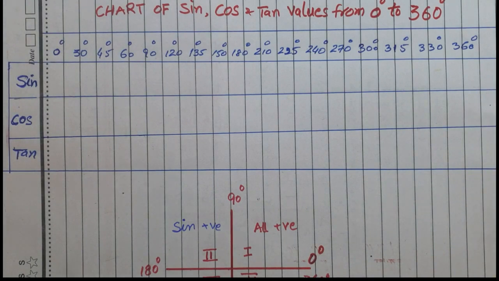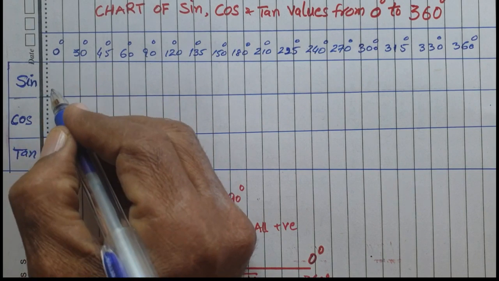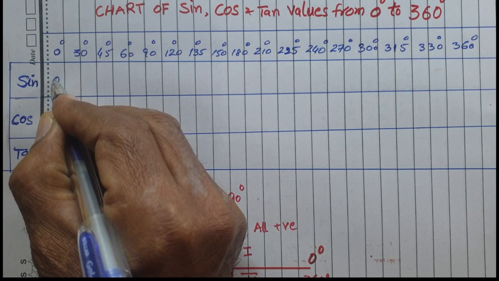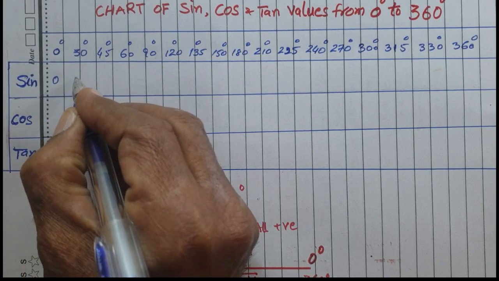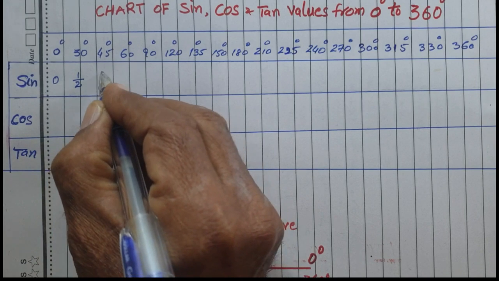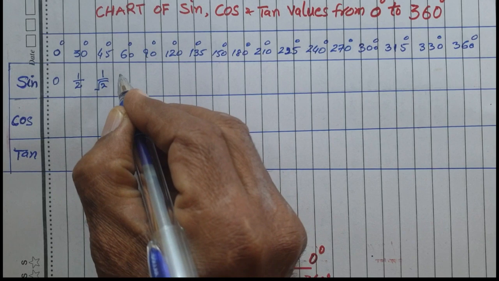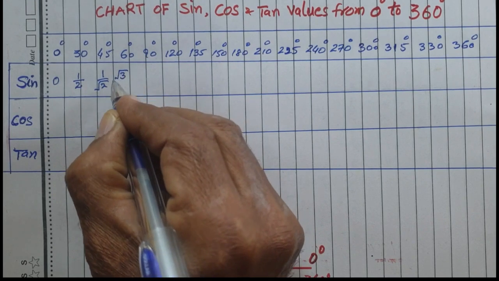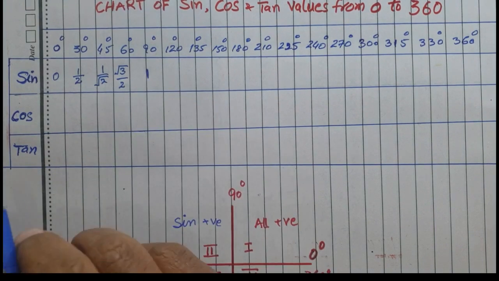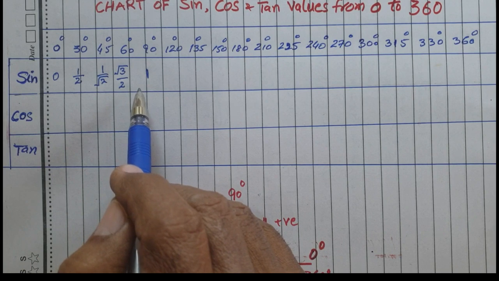So we start with the values of sine. Sine 0 is 0. Sine 30 is 1 by 2. Sine 45 is 1 by under root 2. Sine 60 is under root 3 by 2, and sine 90 is 1.